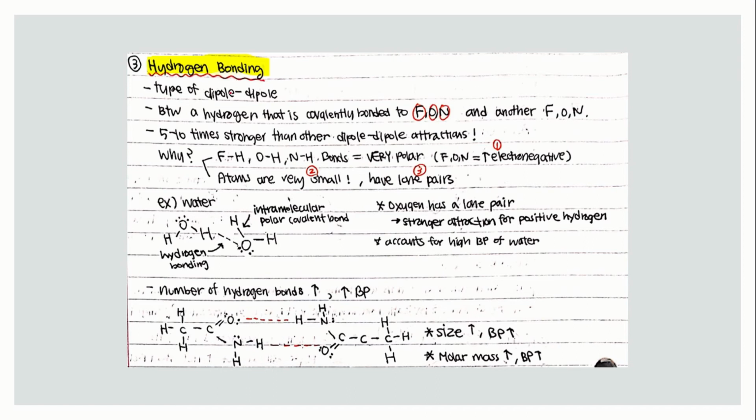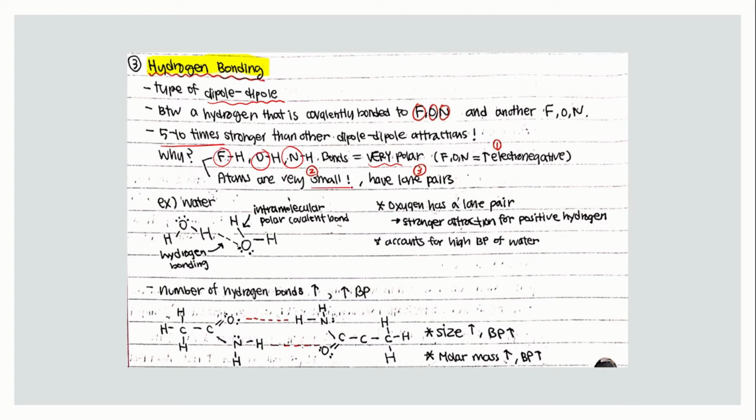Next IMF is the hydrogen bonding. It is a type of dipole-dipole, but it involves a hydrogen that is covalently bonded to F, O, or N, and another F, O, or N. And it is 5 to 10 times stronger than other dipole-dipole attractions. It is because F-H, O-H, or N-H bonds are very polar because fluorine, oxygen, and nitrogen are very electronegative, so they attract hydrogen very strongly, so it will be very polar.